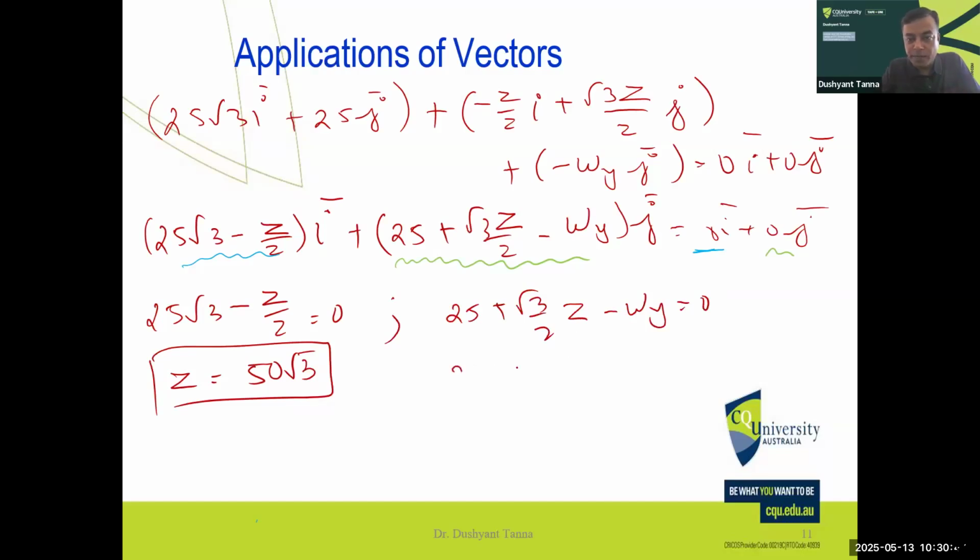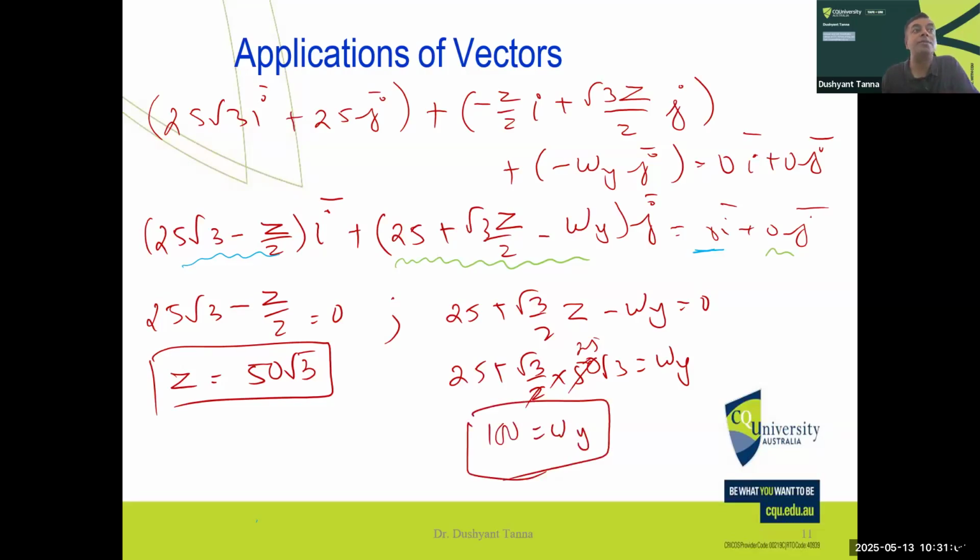So 25 plus root 3 over 2 times 50 root 3 is wy. Right? We make it 25 times 3, 75. Yeah, root 3 and root 3 becomes 3, 75. 75 plus 25, 100 is my wy. That's it. So I got everything I need in terms of the vector.